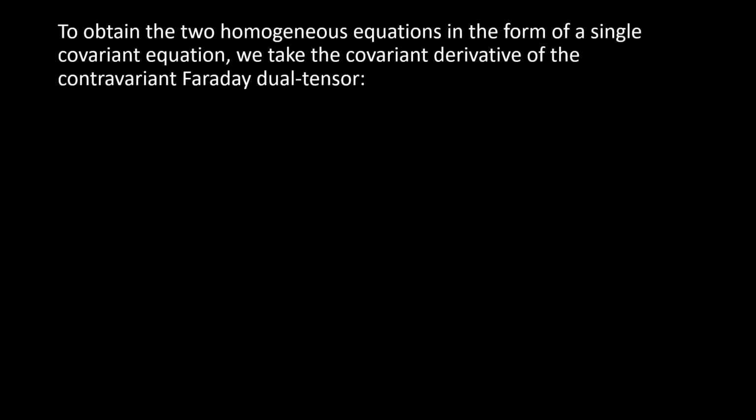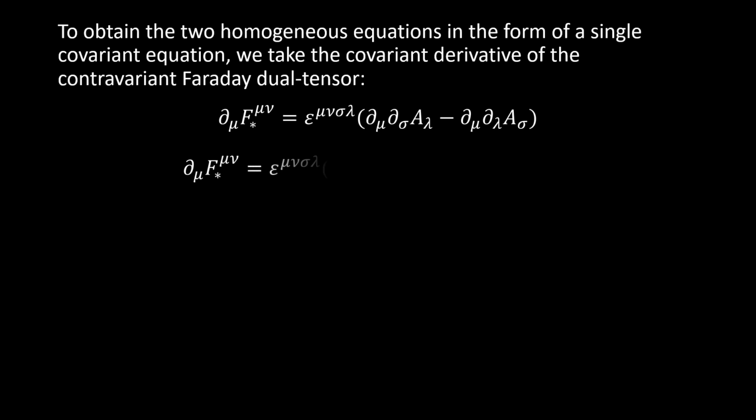To obtain the two homogeneous equations in the form of a single covariant equation, we take the covariant derivative of the contravariant Faraday dual tensor, where in this case I will go ahead and distribute the partial derivative sub mu into the right-hand side of the equation in the parentheses. This four-dimensional Levi-Civita tensor density cancels with mu, sigma, and lambda due to Einstein's summation convention. So of course we just get 0 then.